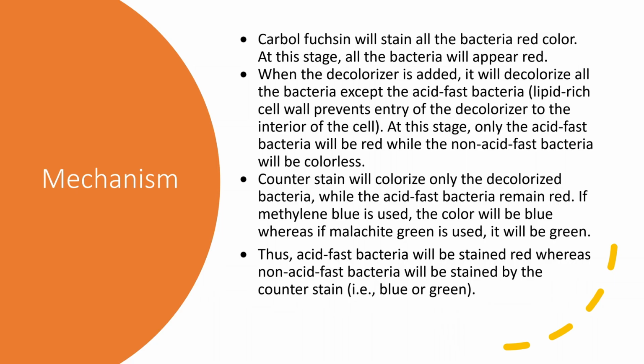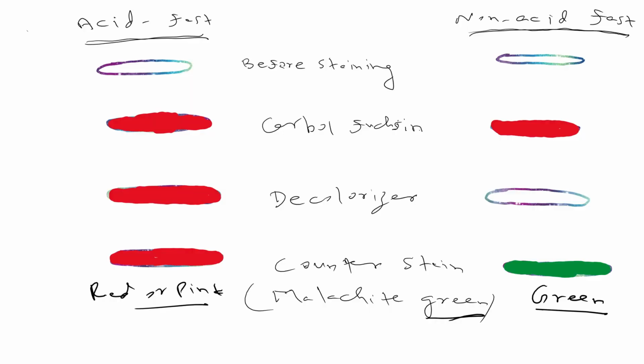Then you have the counterstain. The counterstain colorizes only the decolorized bacteria. Acid-fast bacteria are already red. They can't be colorized again. So the non-acid-fast bacteria are decolorized, so they will be colorized by the counterstain. If you use methylene blue, they will be blue. If you use malachite green, they will be green. That's what you see.